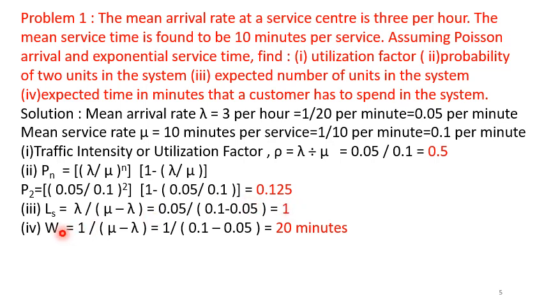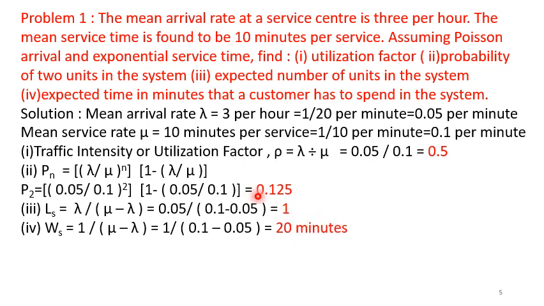Now what is Ws here? Ws is the expected time in minutes that a customer has to spend in the system. That is given by 1 by mu minus lambda, that is 1 divided by 0.1 minus 0.05, that comes to around 20 minutes.